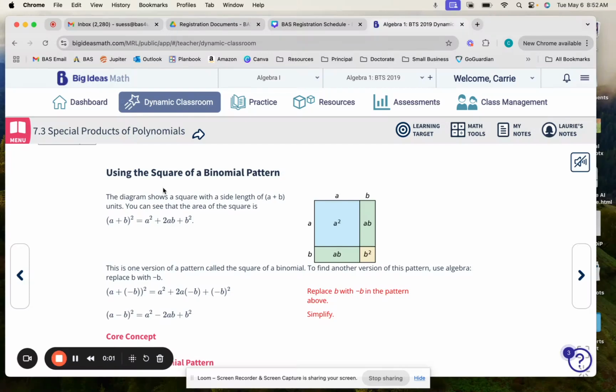About using the square of a binomial pattern. You can see here, the diagram over here is kind of a visual representation. You have a plus b on the left side to give you that length, a plus b on this side to give you this length, right? Think area of a square.